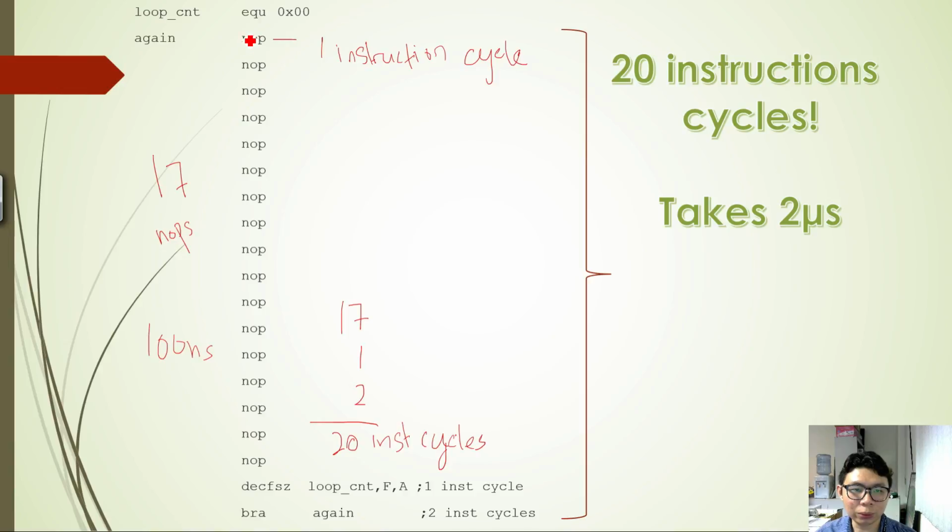So executing this entire block of code once, you will take 2 microseconds. If you execute this once, we have successfully created a block of delay of 2 microseconds long.